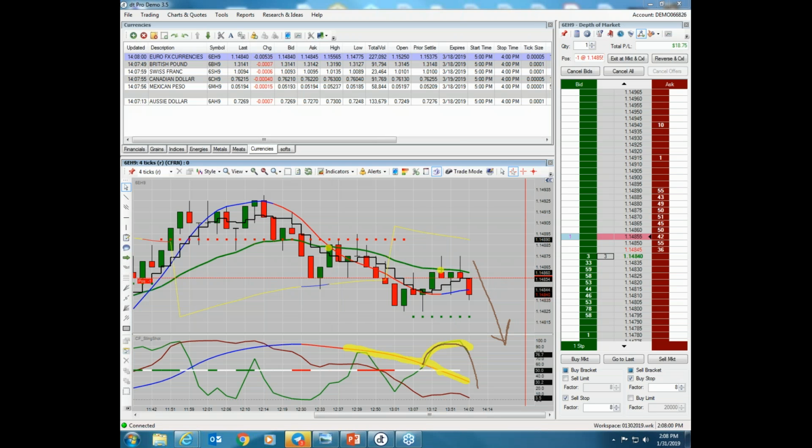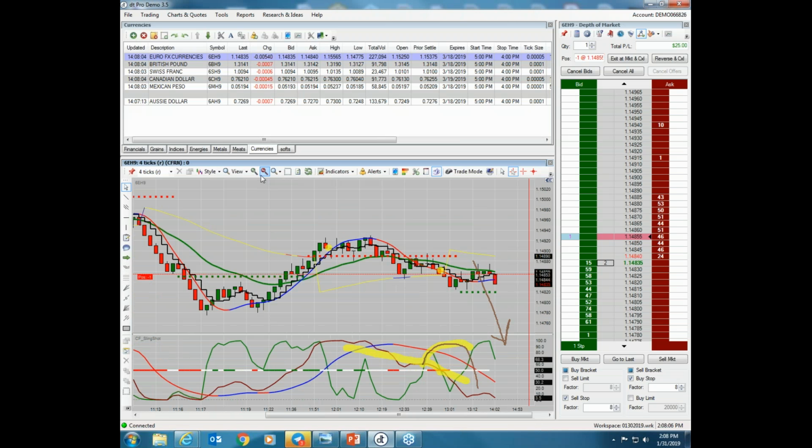Now let me make a point here. Let me get rid of all the squiggly lines. Hey, here's a market that really isn't trending. We're trading sideways.